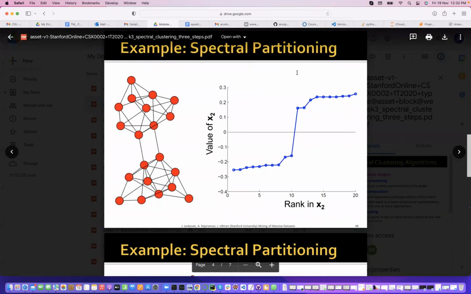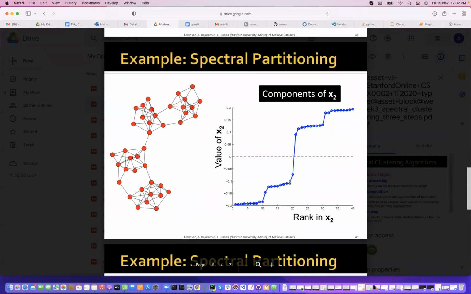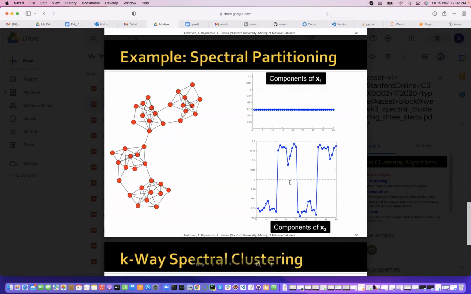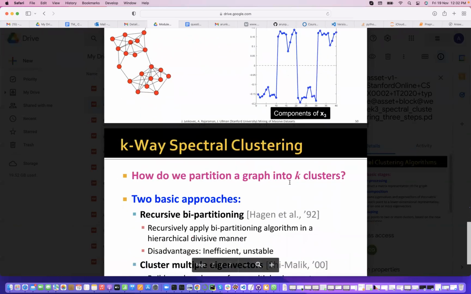Then spectral partitioning, the value of x2 and rank in x2. Some more explanations are given on how you are getting components of x3, components of x1.